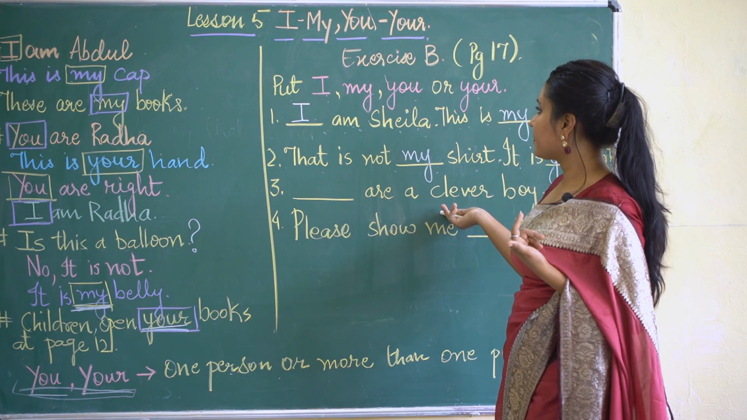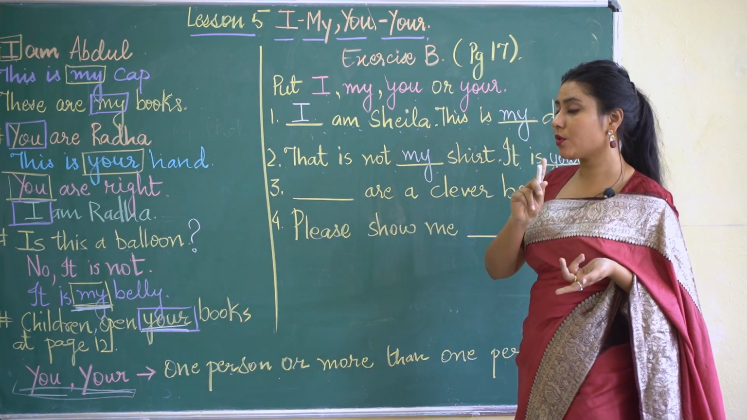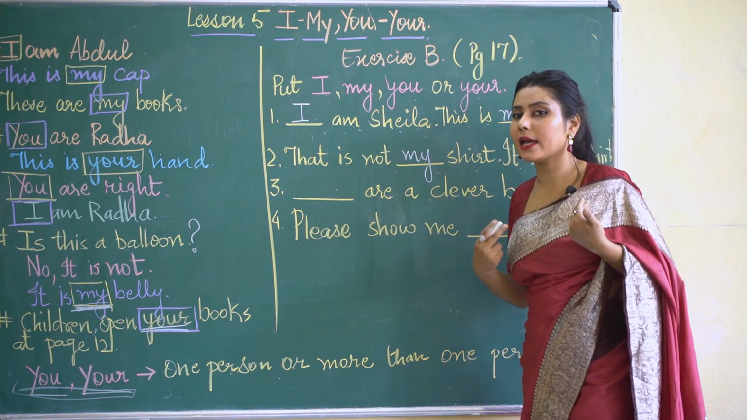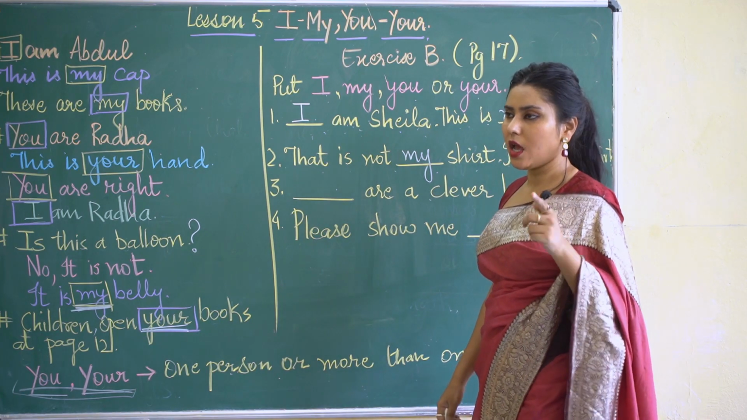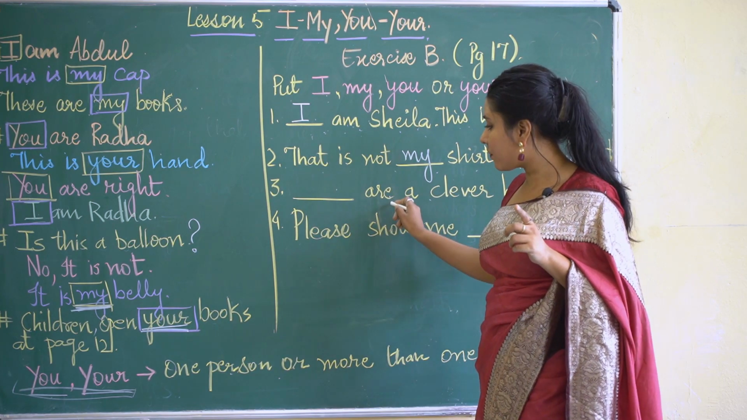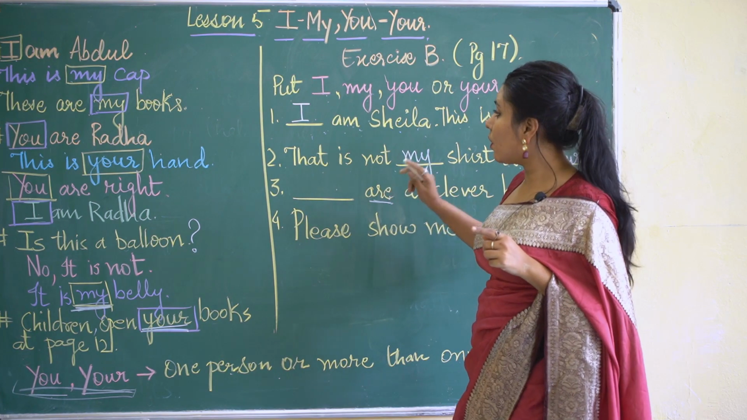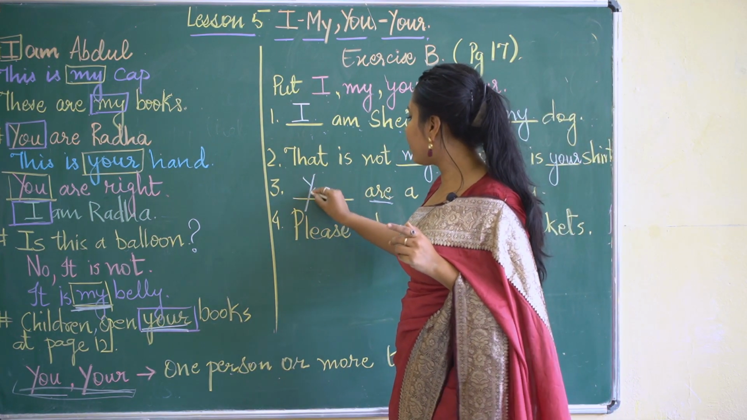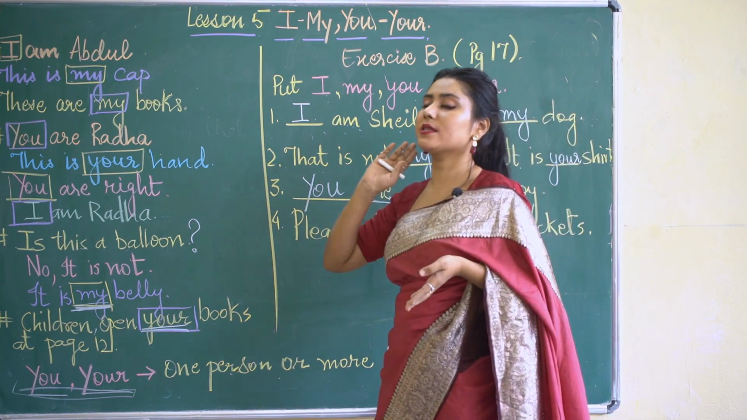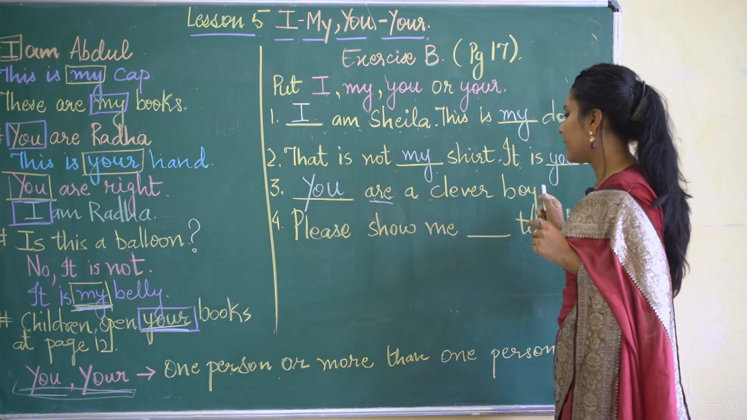Then the third one. Dash are a clever boy. You cannot say I are a clever boy, because I is a single person, one person, and for one person you use just I. But for more than one you use what? Are. We have studied in the previous chapters also, children. So if you're talking about your friend or the person standing in front of you, that person is always the second person. So for that you will use, you are a clever boy.